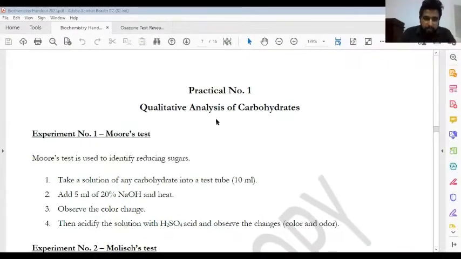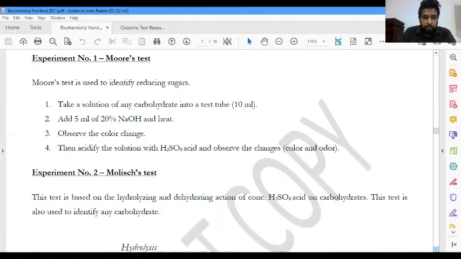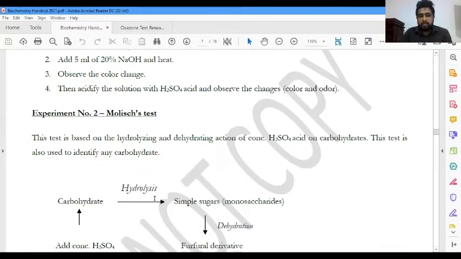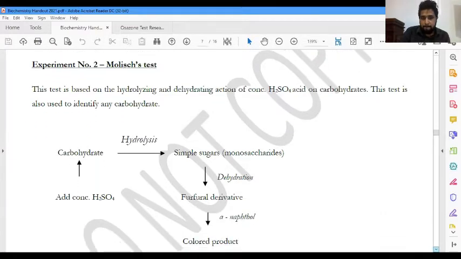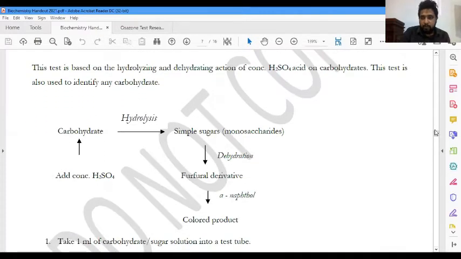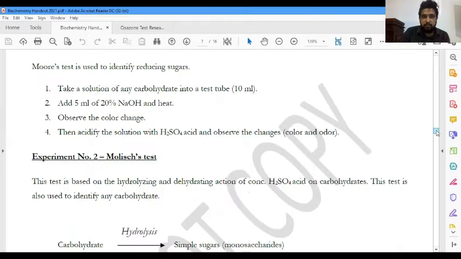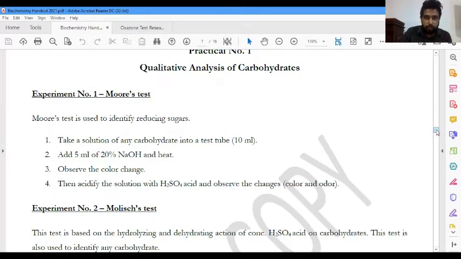Okay, last week we discussed Molisch's test. I told you that this test is based on the hydrolyzing and dehydrating action of sulfuric acid on carbohydrates, and this test can be used to identify any carbohydrates. Do you have any questions to clarify based on Molisch's test? Okay, if not, I will move on to the next test that we are going to discuss today.